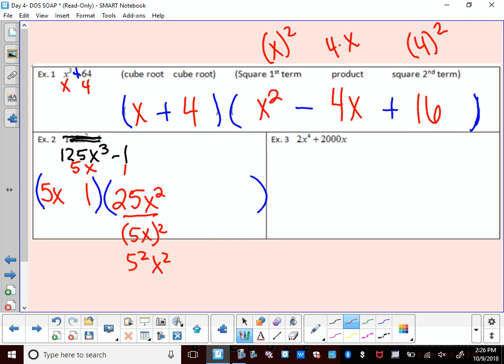It's 25x squared. My middle term tells me to multiply these two together. What's 5x times 1? 5x. My last term tells me to square my last term. 1 squared is just 1. Isaac, what are my signs for this? For the first one, plus. Why? Minus. Minus. And plus. There we go.